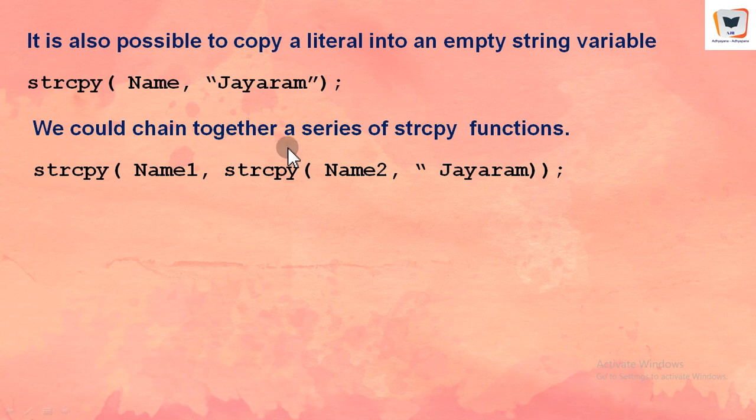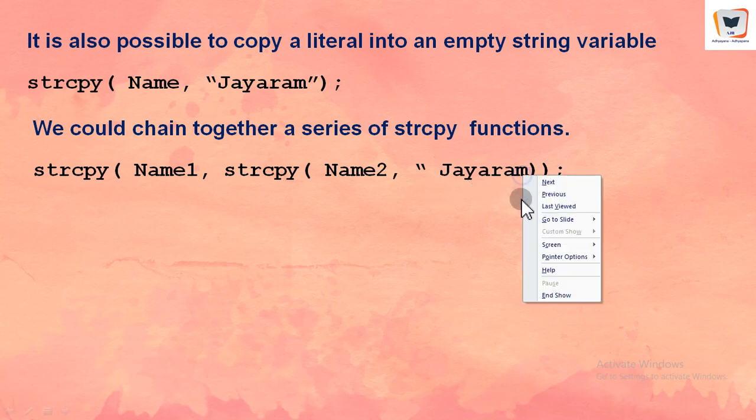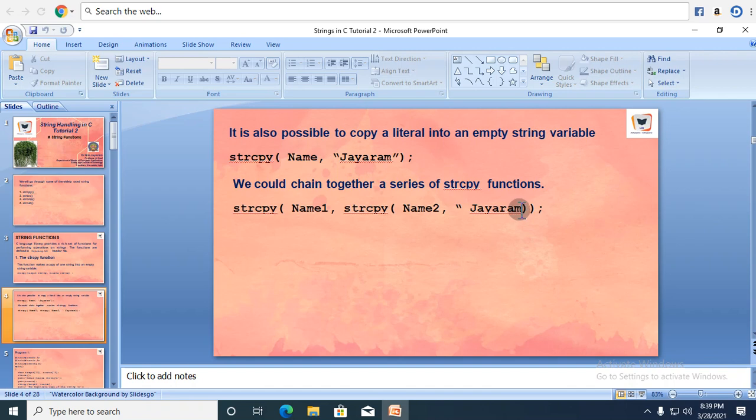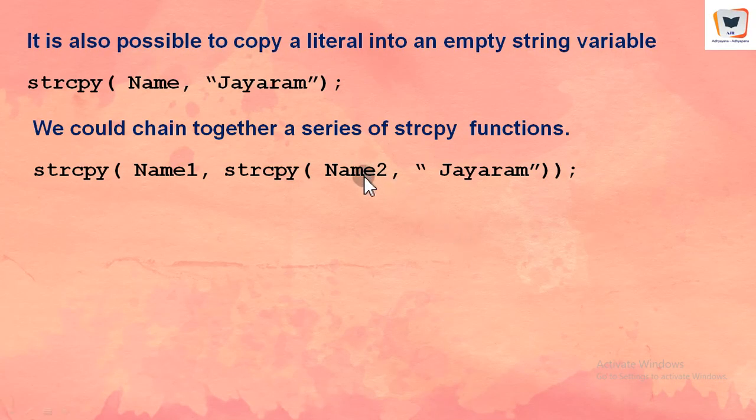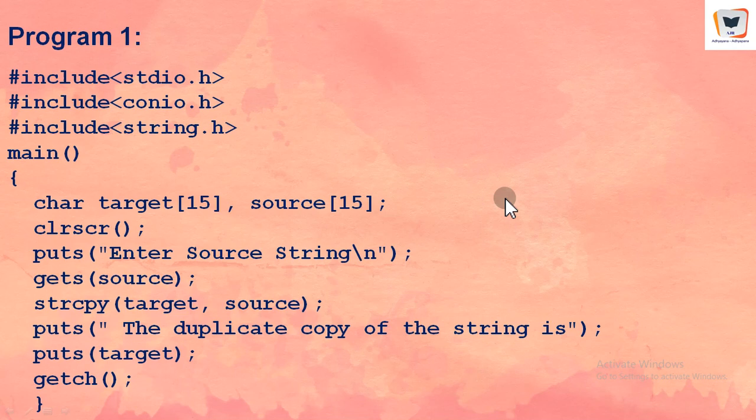We can also chain together a series of string copy functions. strcpy name1, this is the string variable 1, and here we do a string copying of Jayaram into name2; of course a double quote is missing over here, it should be there. So the string constant, that is string literal Jayaram, is copied into name2, and name2 will be filled up with Jayaram, and name1 is empty, and it will be copied to name1. So what name2 and name1 will have is ultimately the string literal, that is Jayaram.